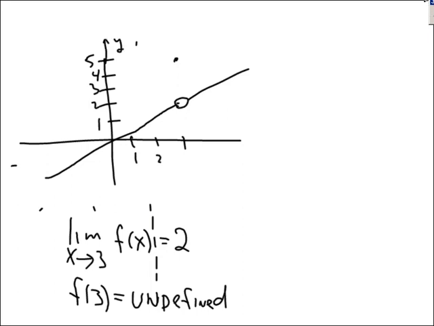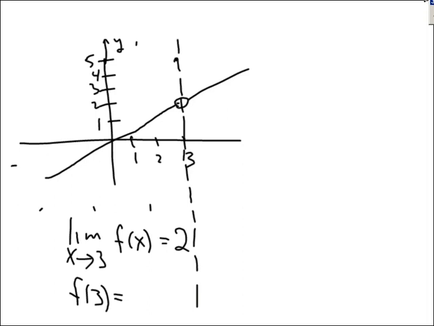And now, so the limit's the same. If I'm anywhere near 3, but not 3 itself, the y values are very close to 2. But what is f of 3? Well, to find f of 3, it's a very simple process. You go to x equals 3, you look below, you look above, and wherever you hit the graph, go and read the y value.